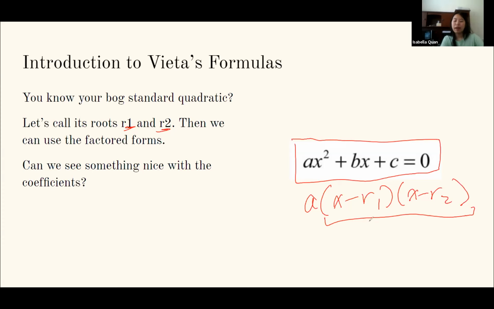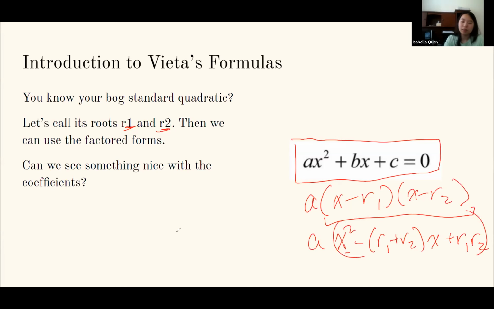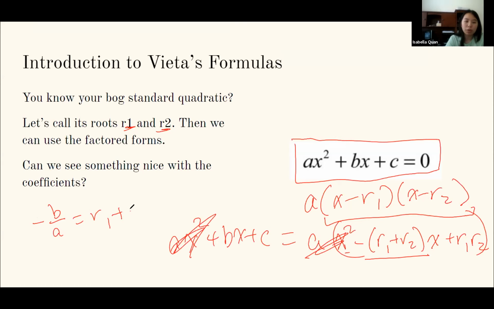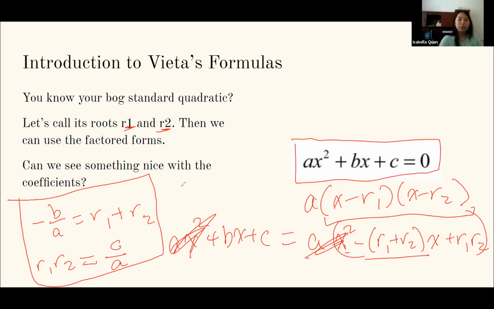What happens when we expand this is that we get x squared minus (r1 plus r2)x plus r1 r2, and all of this times a is equal to ax squared plus bx plus c. The ax squared goes away, which means the terms on the x and the constant should be the same. When we write that out, we get that negative b over a is equal to root 1 plus root 2, and root 1 times root 2 is c over a. Those are our key formulas. So in a quadratic, the sum of the roots is negative b over a, and the product of the roots is c over a.